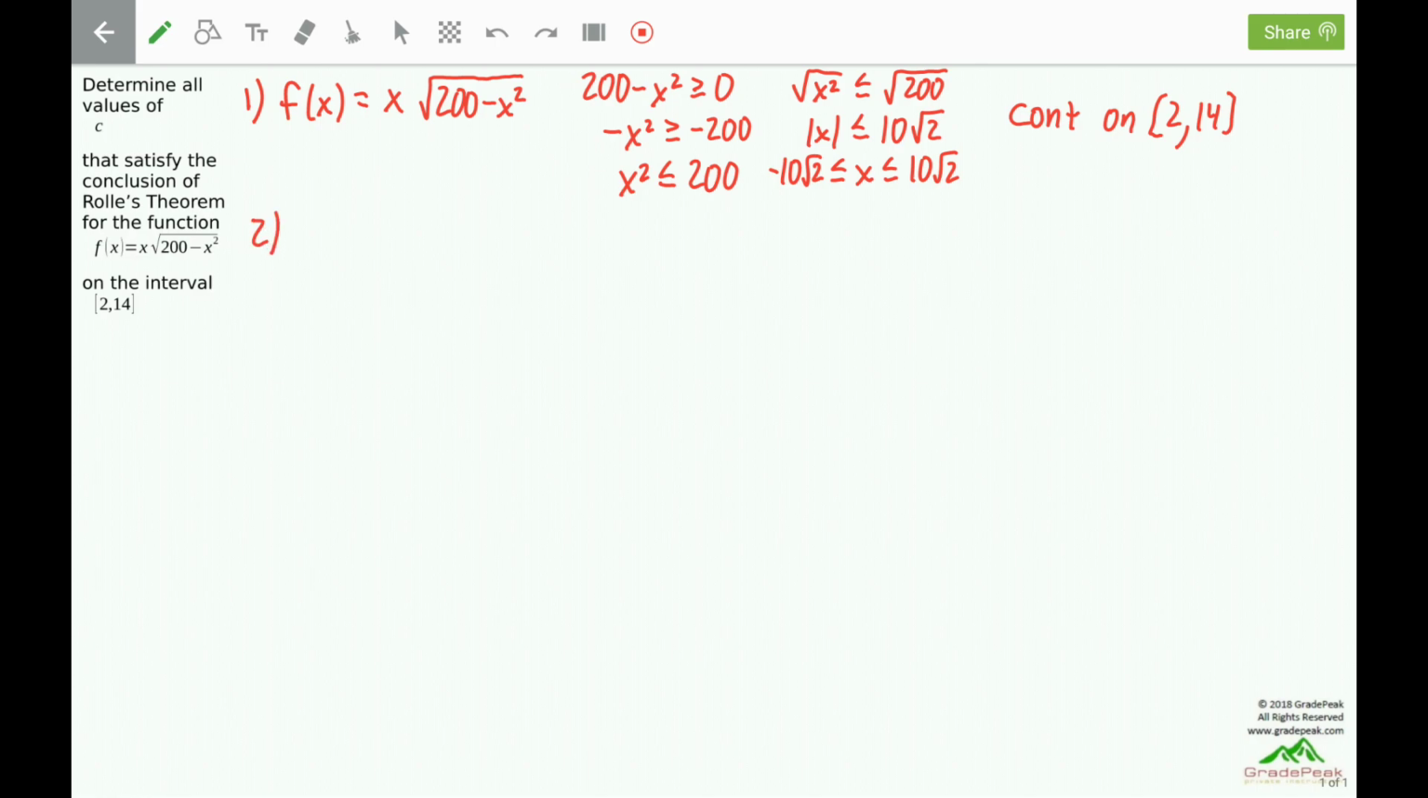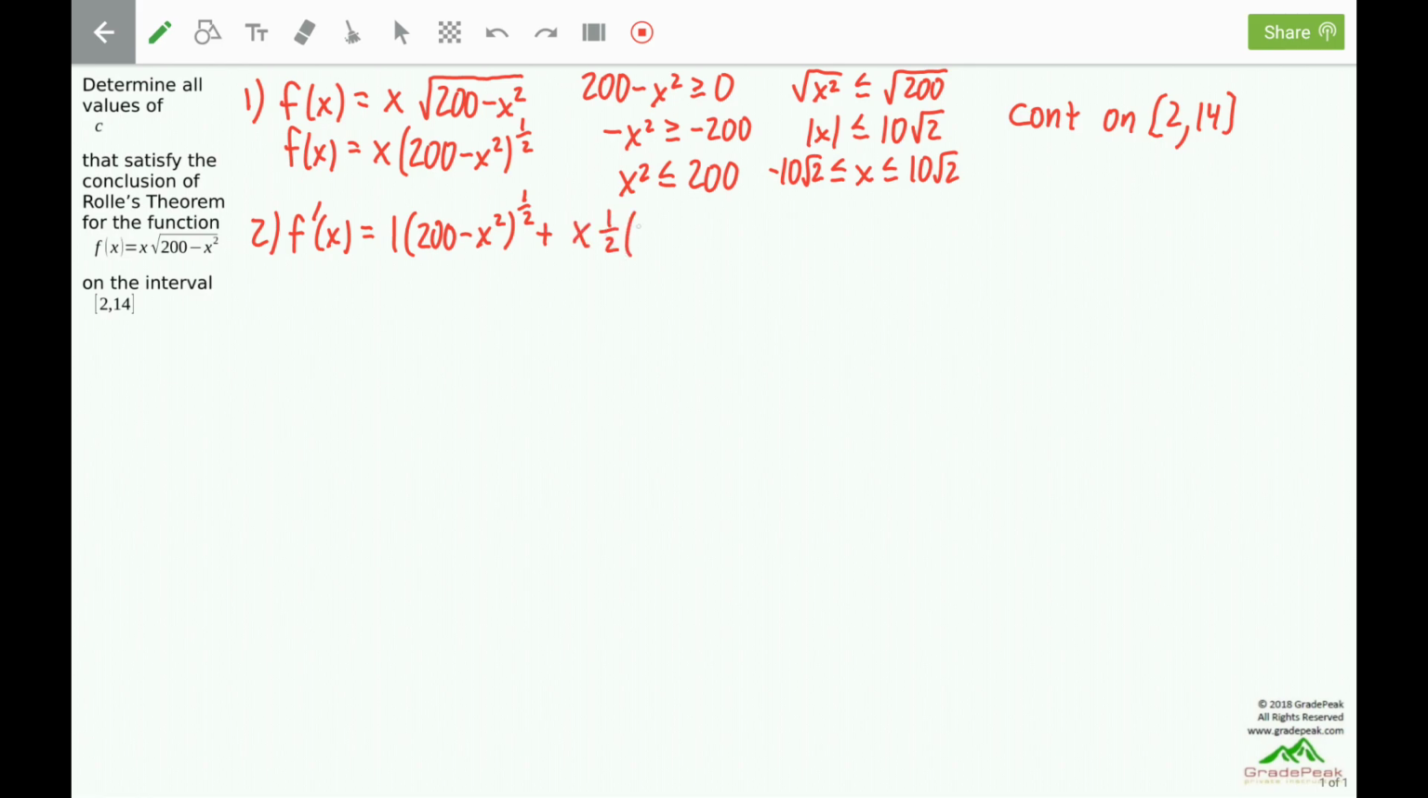The second condition: the derivative, f prime of x. In order to find that, we may need to rewrite f of x because of the square root. Let's rewrite it with a fractional exponent, the 1/2 power. We have, for f of x, a product of x times 200 minus x squared to the 1/2. We will have to use the product rule. Derivative of the first, which is a 1, times the second left alone, 200 minus x squared to the 1/2, plus the first left alone, x, times the derivative of the second.